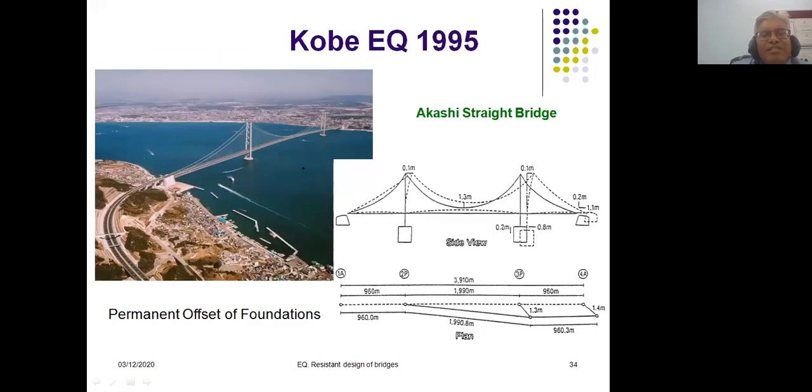It was a suspension bridge, more flexible in nature. When we are going for such flexible suspension bridges, we need to take care of the transverse deformation. And see here that a transverse deformation of about 1.3 to 1.4 meters has taken place. So there is a permanent offset that we found in the foundation during the 1995 Kobe earthquake, for this Akashi Strait Bridge. The entire foundation was shifted by 1.3 to 1.4 meters, and a permanent offset is found in the foundations.